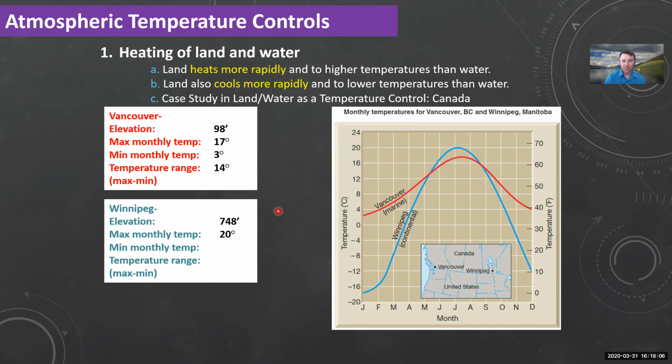When you look at Winnipeg, all right, so Winnipeg has an elevation of like 748 feet, a max monthly temperature of like 20 degrees. The negative minimum monthly temperature it ever gets is about 18 degrees below zero in the wintertime. So the change between winter and summertime is pretty severe here. So it has like a 38-degree temperature range. I think I said diurnal earlier. I didn't mean that. Diurnal means a daily shift. This is a yearly climatological shift here.